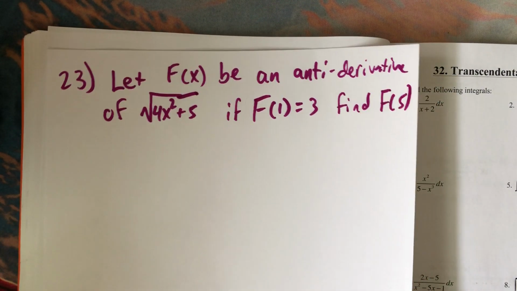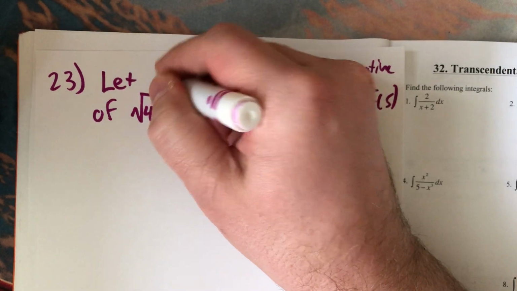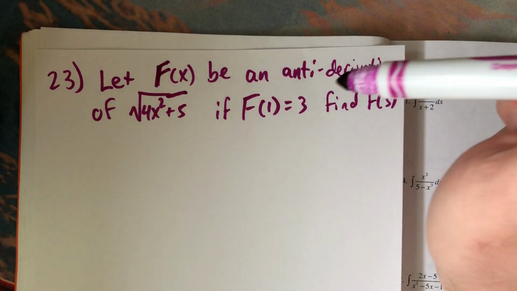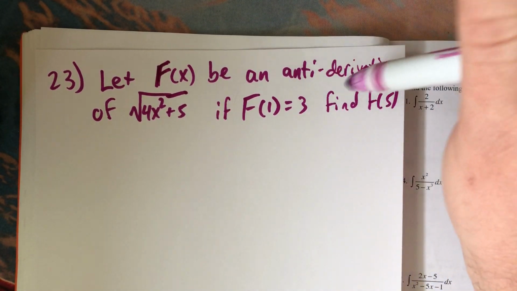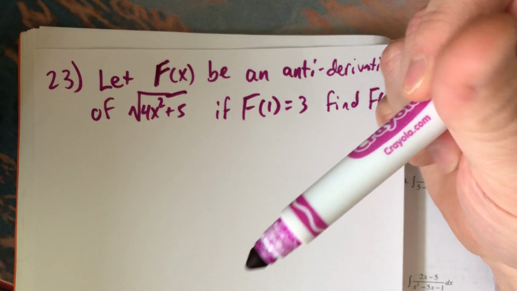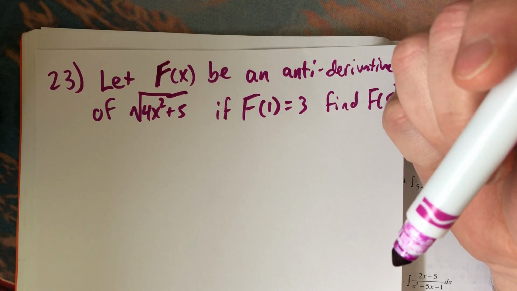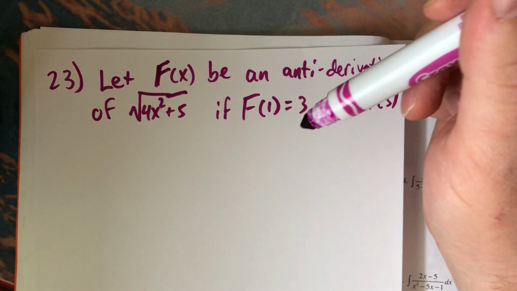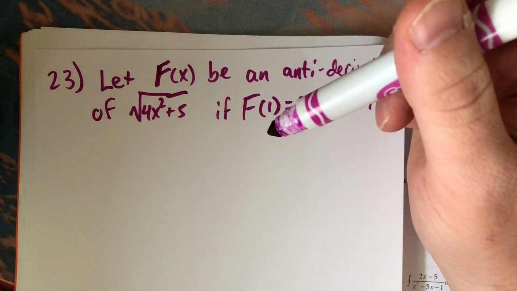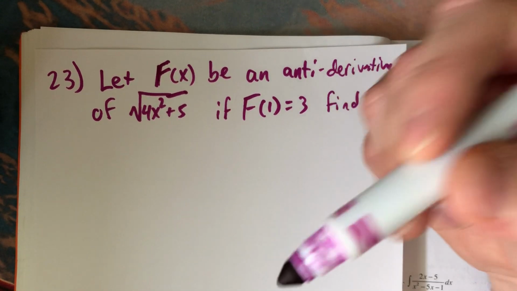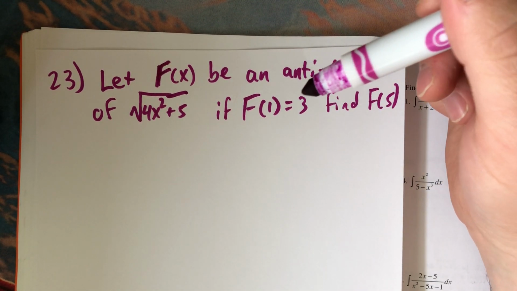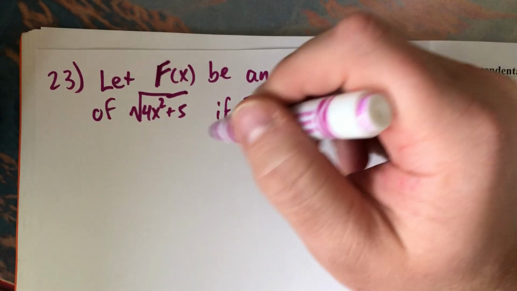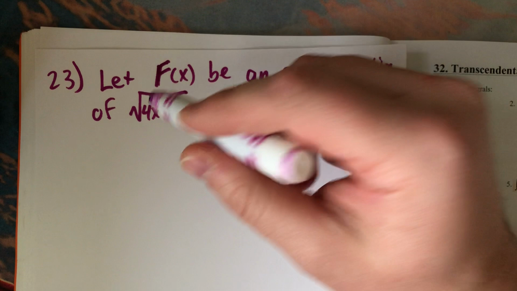All right, so let capital F, I need to call this capital F. Let capital F be an antiderivative of the square root of 4x squared plus 5. If capital F of 1 is 3, find capital F of 5. So, what? We look at this and it might be kind of obtuse. But remember, we're doing integrals. And so these are a special kind of problem that let us kind of go around actually finding the integral.